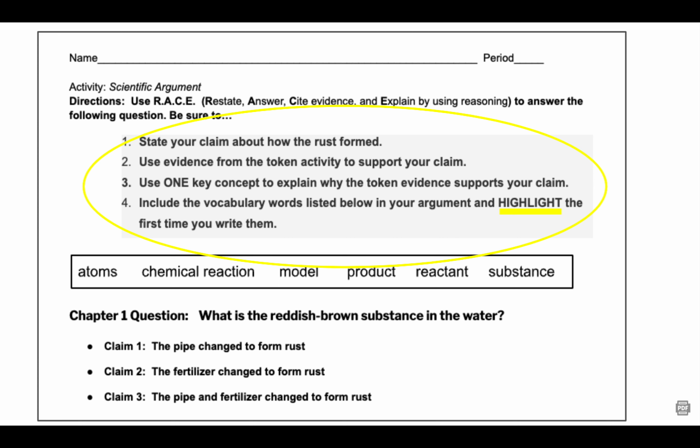So look down below, kind of 3/4 of the way down, you're going to see where it says Chapter 1 question. I need you to change that on your copy so that you say Chapter 2 question, and then cross out the Chapter 1 question, and above it you're going to write the Chapter 2 question, which is, how did the rust form? You can pause this video while you get that done.